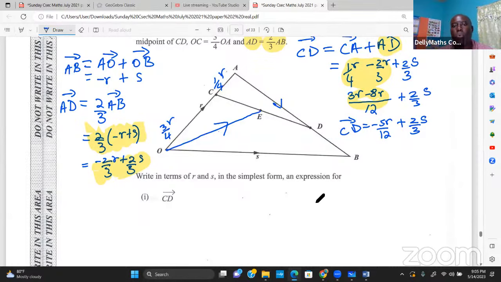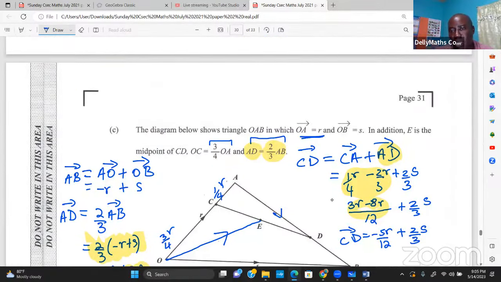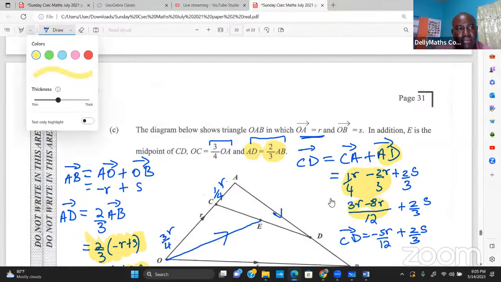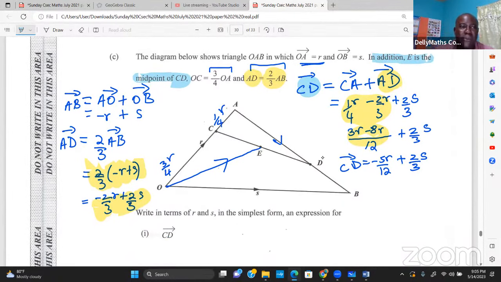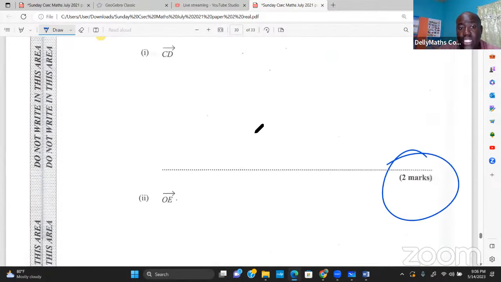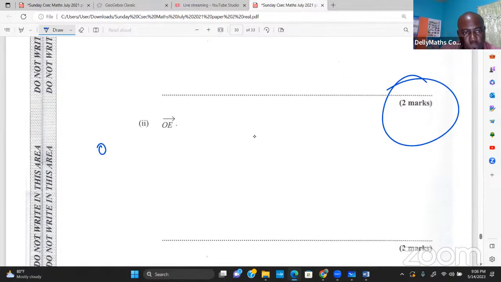Now, here's the deal. What do you know about E? Look, E is the midpoint of CD. You see that? We just find CD, and E is in the middle of it. So here is CD going this way. E is in the middle of it. So I can know what CE is because it's going to be half of CD. So here is the issue. I want to find OE.